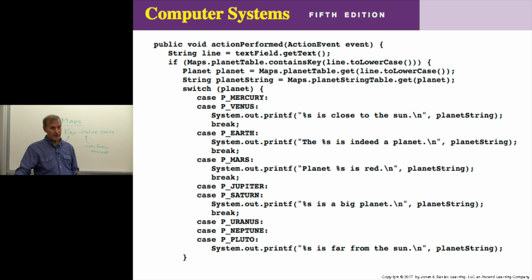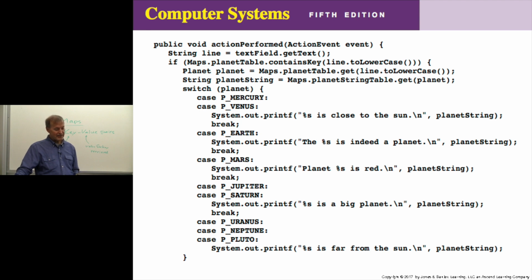Yeah, it's a string, right? The planet table was a string, right? And so we give it the lowercase version of the line so that we can look it up. And now planet is that enumerated type. Does everybody see how that's working? So now planet is that enumerated type. And now we have a string type, planet string.